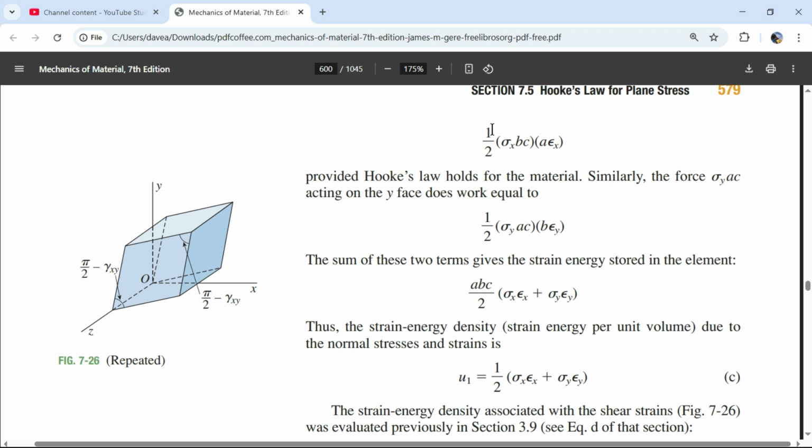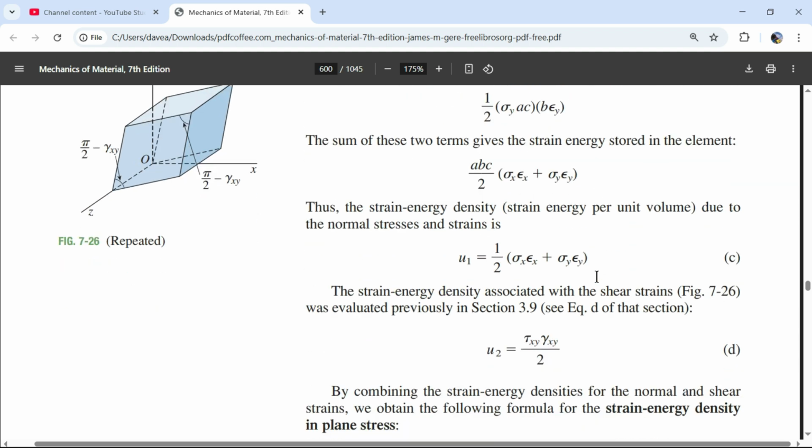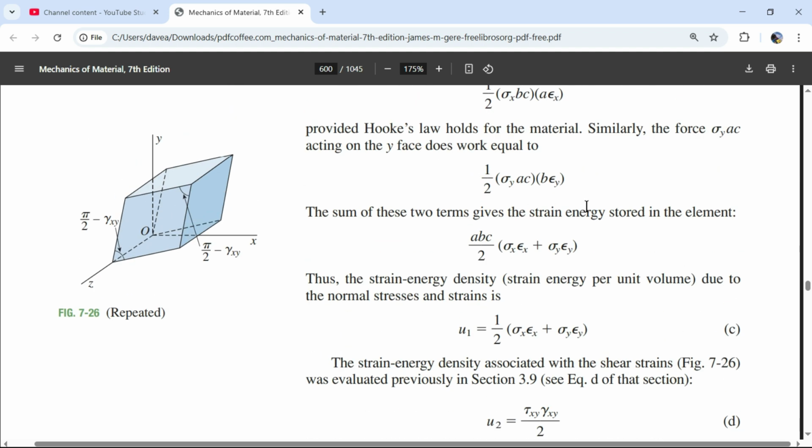Okay, so now we're going to add them up. We're going to have a half, we're going to have ABC. So we have ABC divided by 2, and then the things we don't have in common are sigma x strain x plus sigma y strain y. The sum of these two terms gives the strain energy stored in the element. Thus, the strain energy density, you know what I mean, we have to go to energy density. Strain energy density is energy per unit volume.